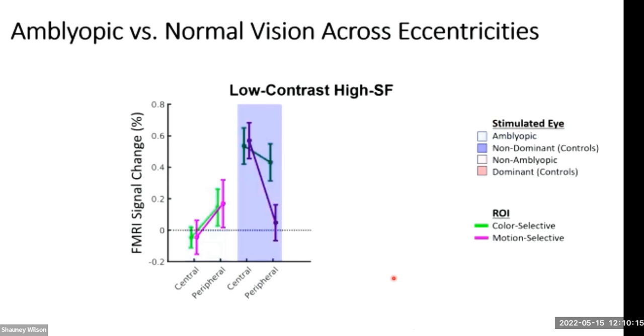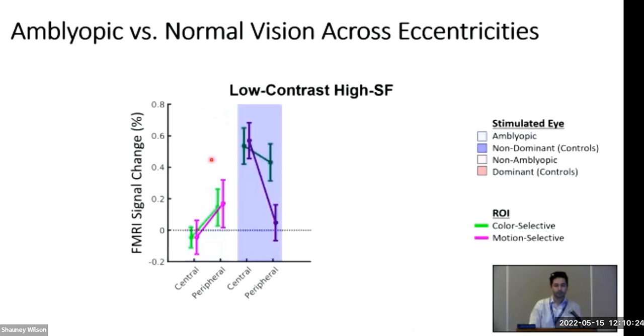And to summarize the data and also give you a better chance to compare amblyopia versus normal vision, here you can see the response in the amblyopic eye relative to the non-dominant eye in controls. As you can see, in the central part, the non-dominant eye is much better, or generates a stronger response, compared to what you see in amblyopes. And when it comes to the periphery, this effect is more limited to color selective stripes, and in motion selective stripes, the difference is not significant.